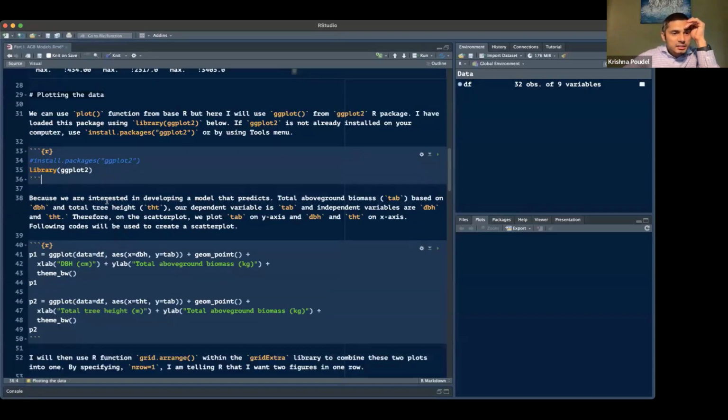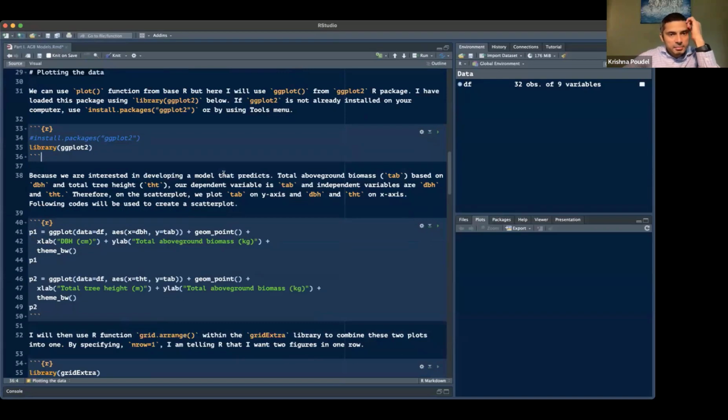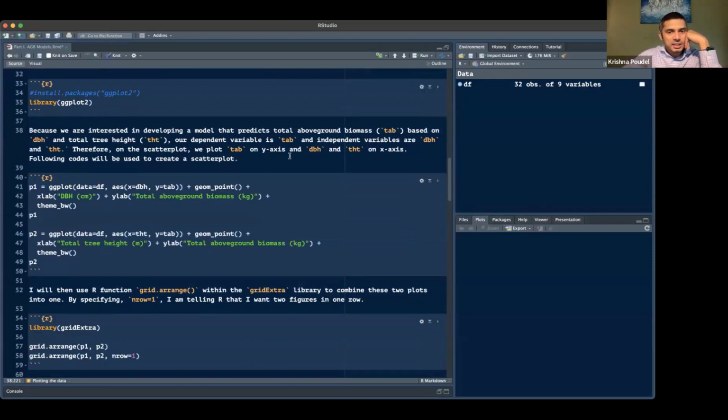Because we are interested in developing a model that predicts total above ground biomass, TAB, based on DBH and total tree height, our dependent variable is TAB, and the independent variables are DBH and height. That means DBH and height will go on the right-hand side of the equation, and TAB will be on the left-hand side. When creating a scatter plot, we will put TAB on the y-axis and DBH and height on the x-axis.